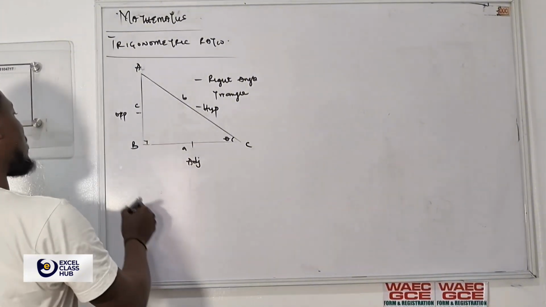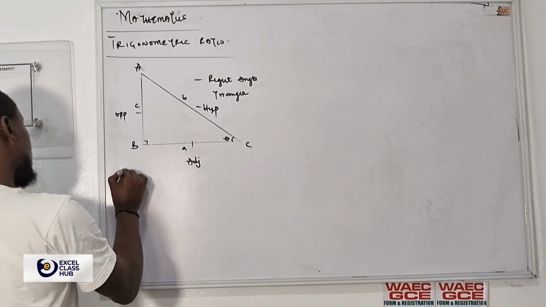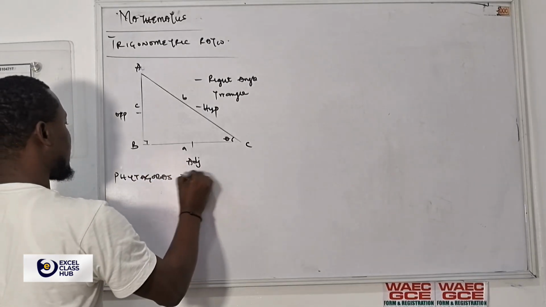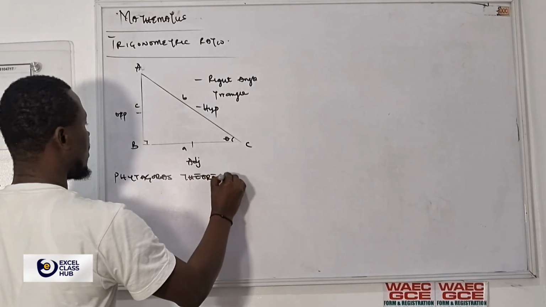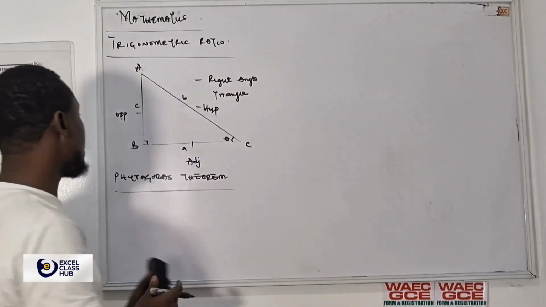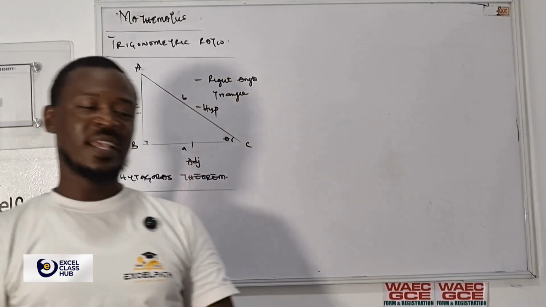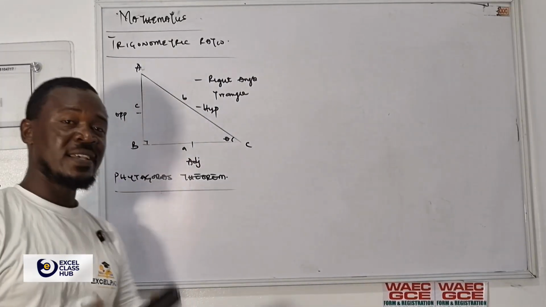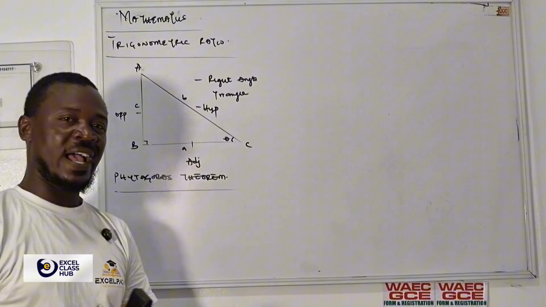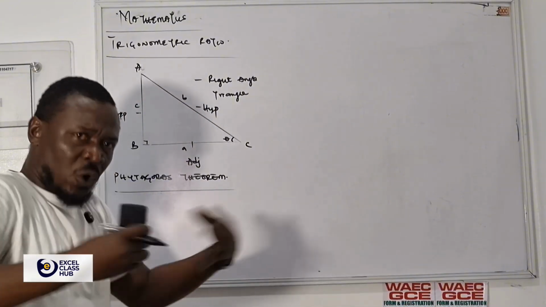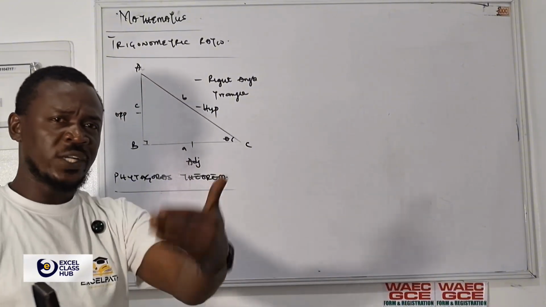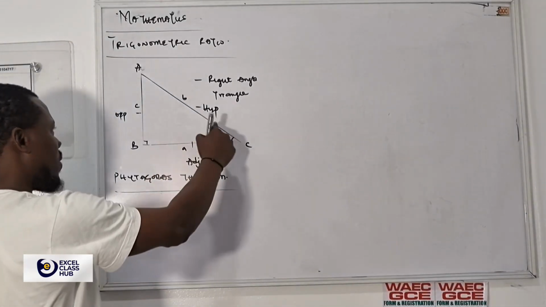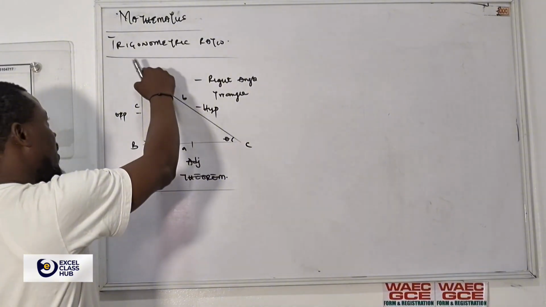First and foremost, we start with what they call the Pythagoras theorem. From your Pythagoras theorem, the formula says the square of the longest side is equal to the sum of the squares of the other two sides. So what's my longest side? The hypotenuse.